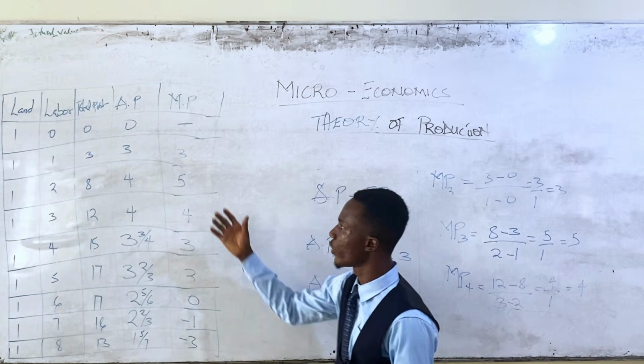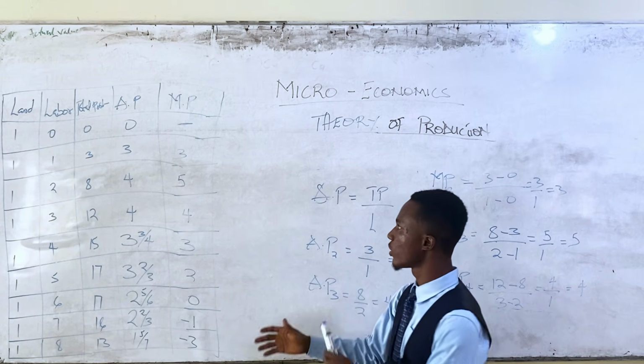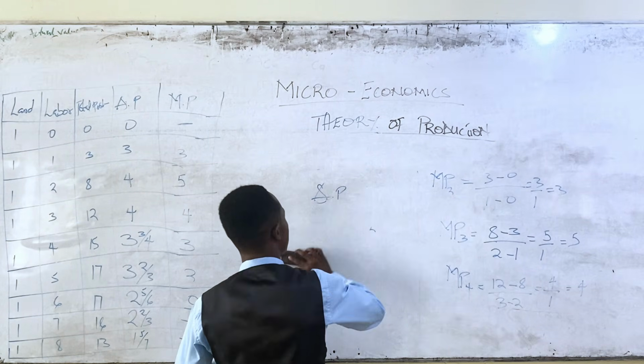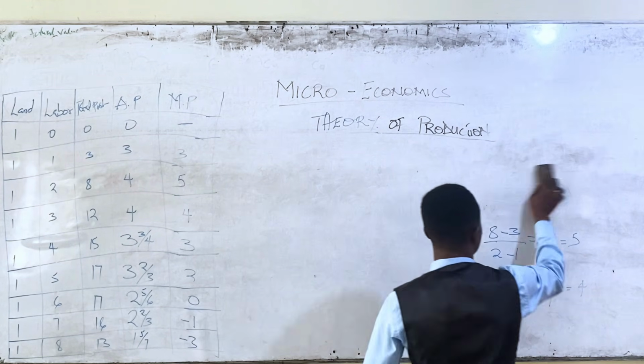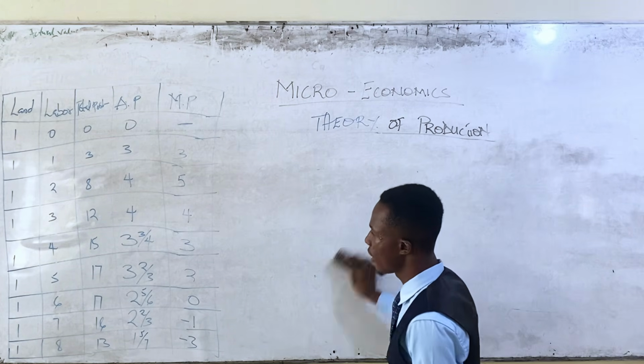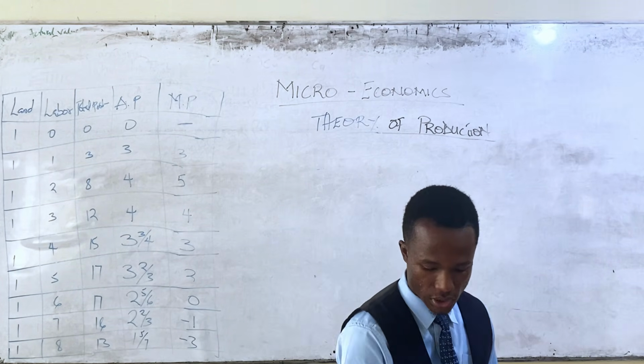Okay, so we are going to interpret the table with respect to the various graphs. Since we know how to calculate the average product and the marginal product now, let's look at their various graphs.